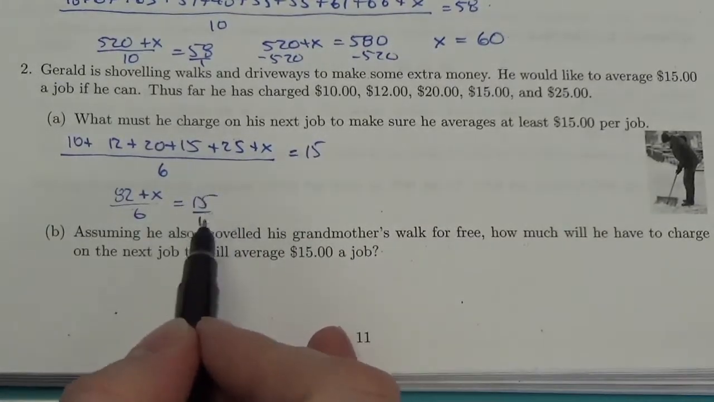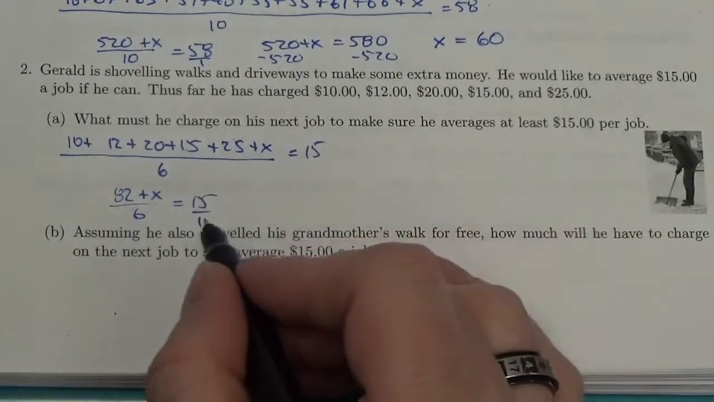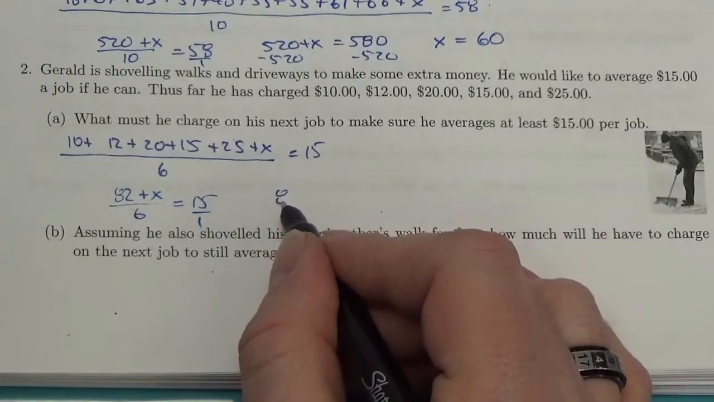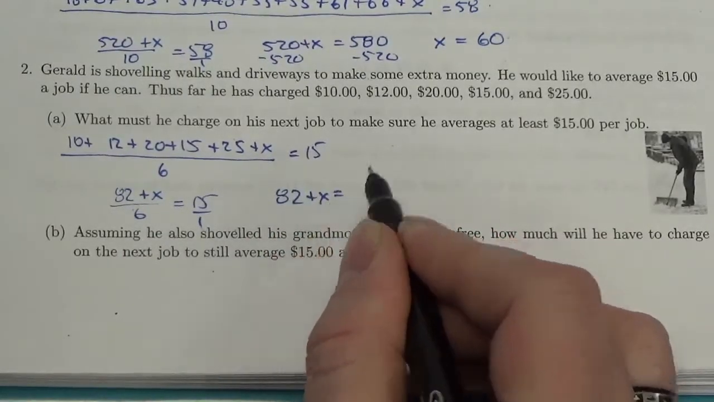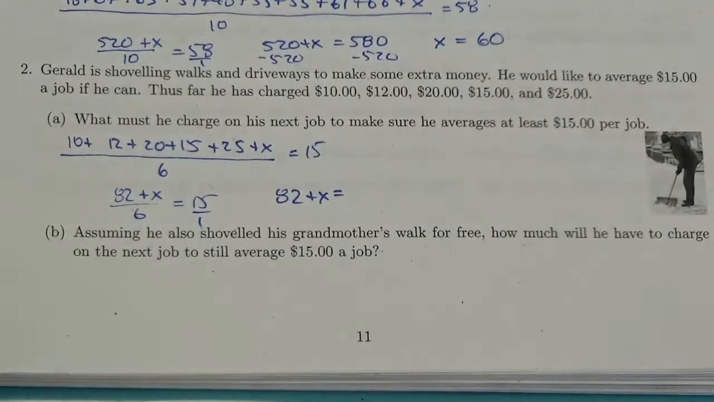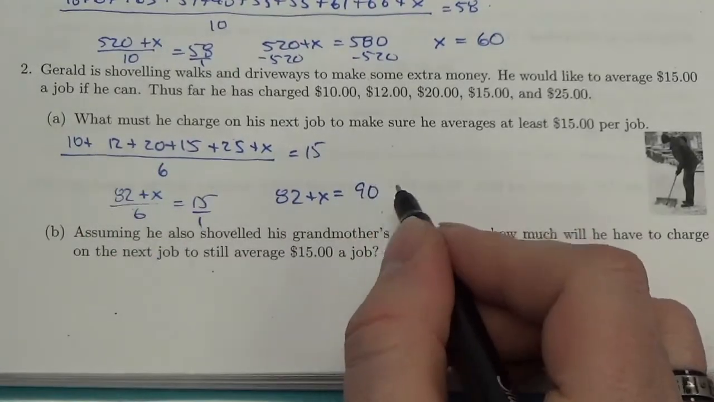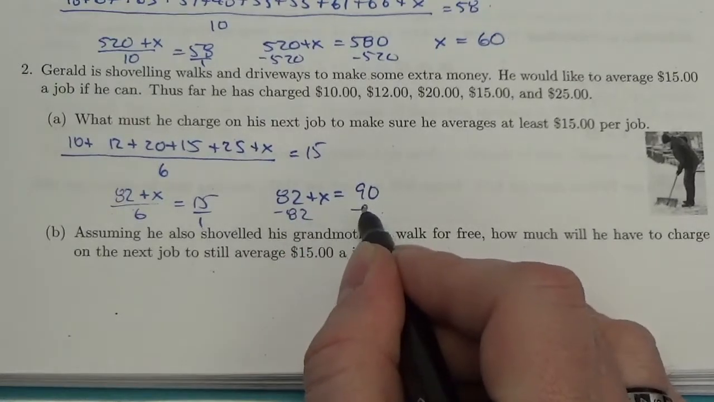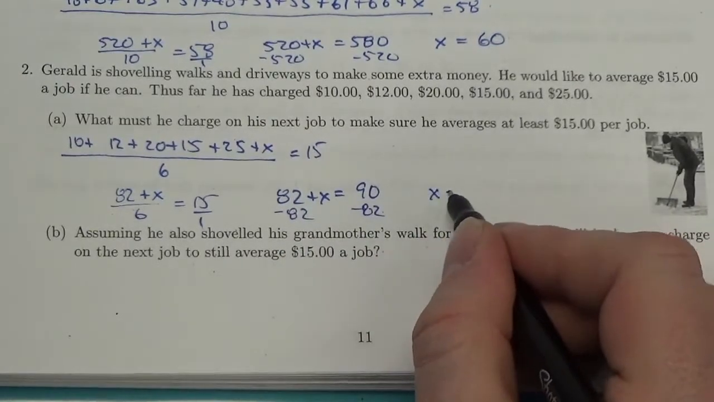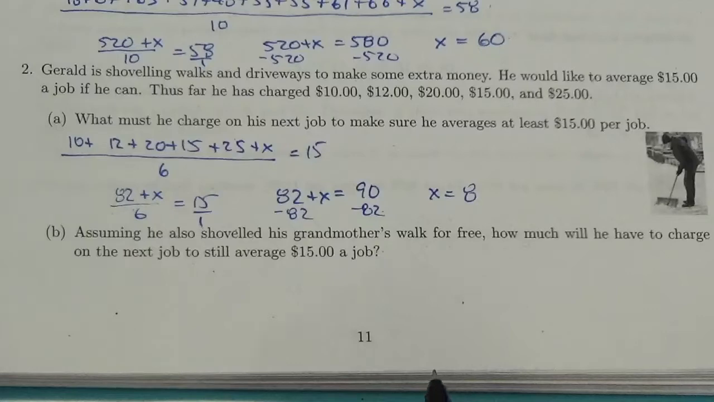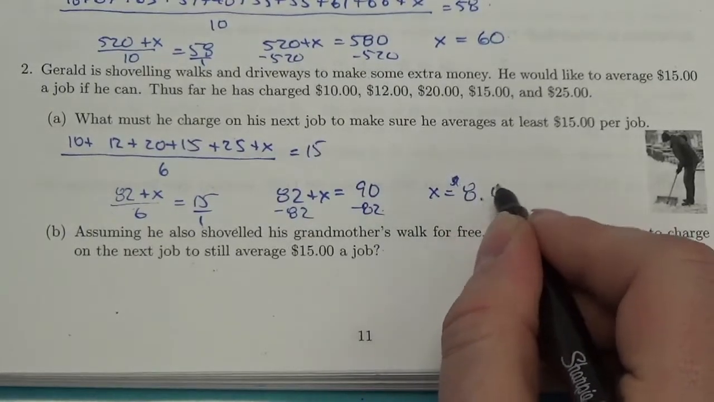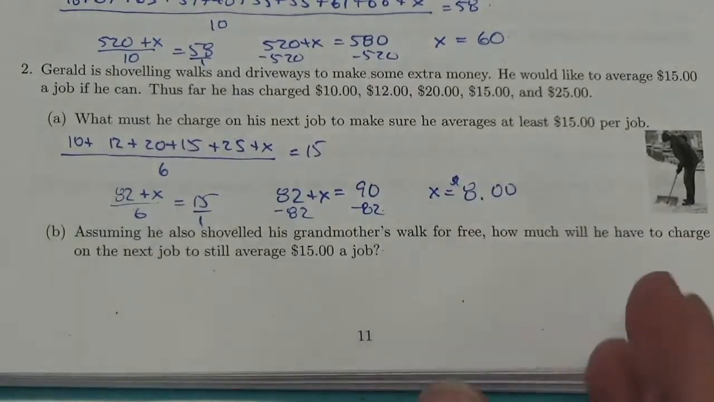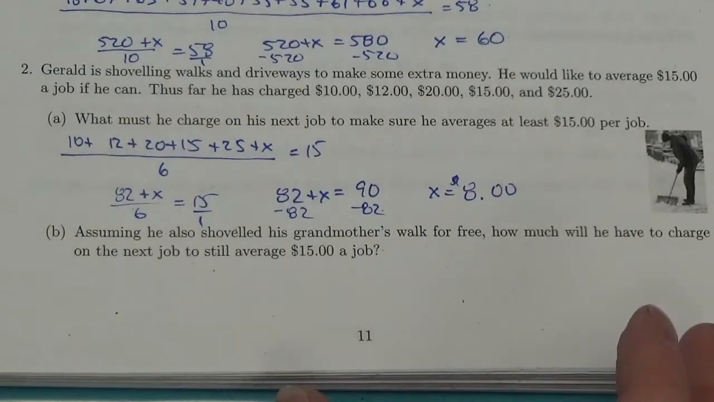Now I'm going to write that as 15 over 1, so I can cross multiply. Well, 1 times 82 plus x is going to be 82 plus x. 6 times 15 is going to be 90. And now to get the x by itself, I'm just going to subtract 82 from both sides, and that gets me 8. So if he charges $8 on his next one, the average here will be $15 per job.